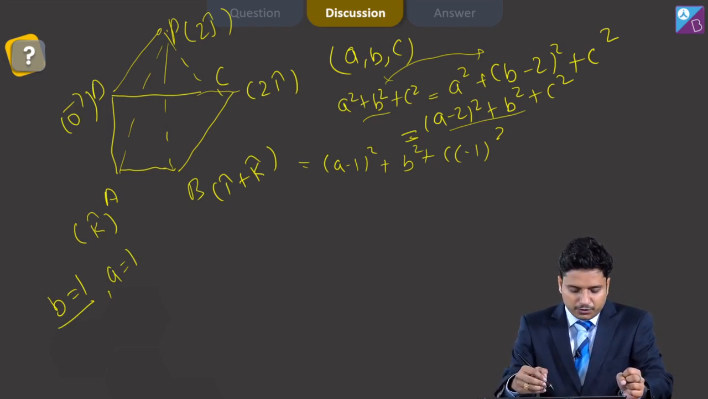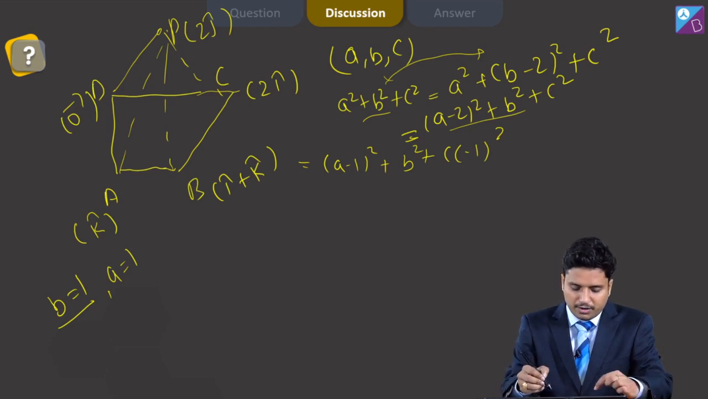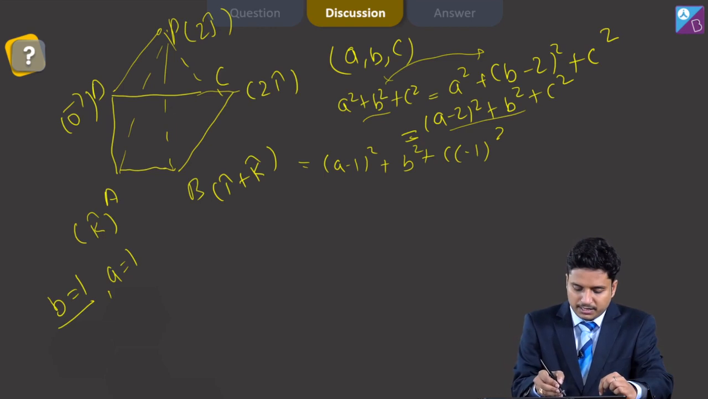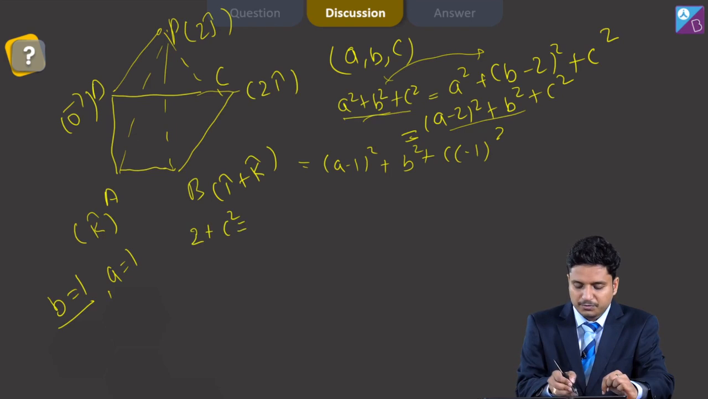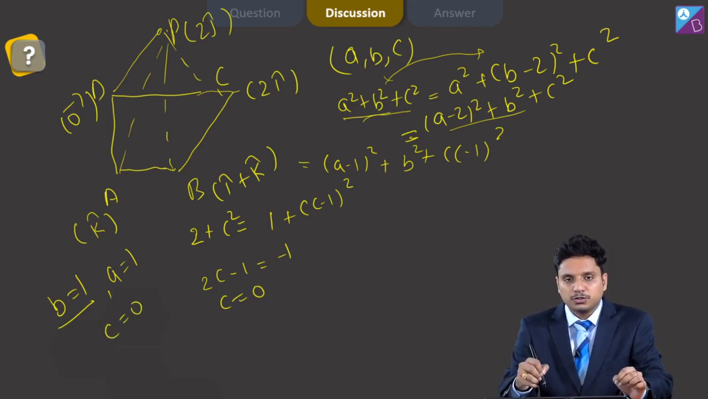Now what is the situation for C? Is it getting cancelled somewhere? No. So for A equal to 1 and B equal to 1, the first term is actually 2 plus C square, which must be equal to the last term, which is 0 square plus 1 square plus (C minus 1) whole square. So here again 2C minus 1, 2C minus 1 is coming out as minus 1, that means C must be equal to 0. So C is equal to 0. So the circumcenter is in fact i plus j.